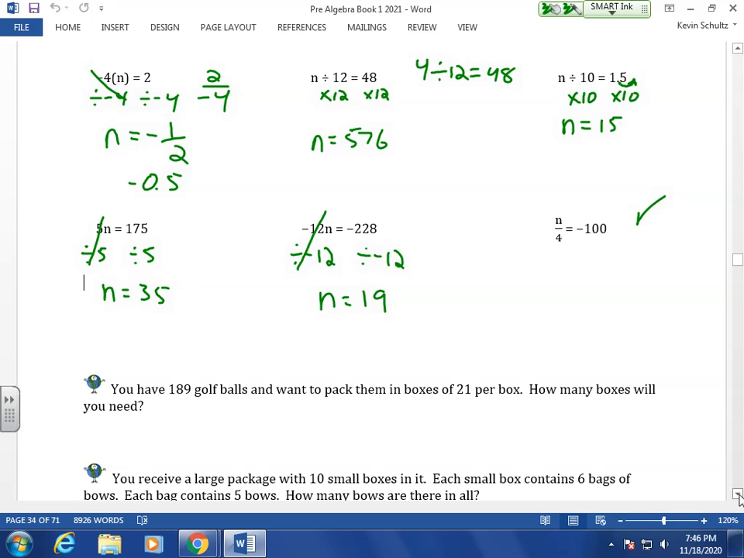And the last one, like I said, if you put negative 25, your brain saw the 100, it saw the division, it saw the 4, it automatically just jumped to that calculation. That's not what we're doing here. We are taking n and dividing it by 4. So to undo that, we are going to multiply both sides by 4. And negative 100 times 4 is negative 400, which if you plug that in and check it, negative 400 divided by 4 does equal negative 100. Okay? So opposite operations.